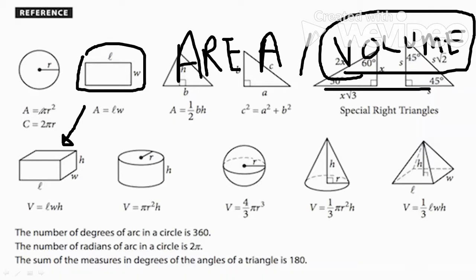Now, to find the volume of a cuboid, it is length multiplied by width multiplied by height. So in other words, you just multiply those three things. Now the other shape is called a cylinder.